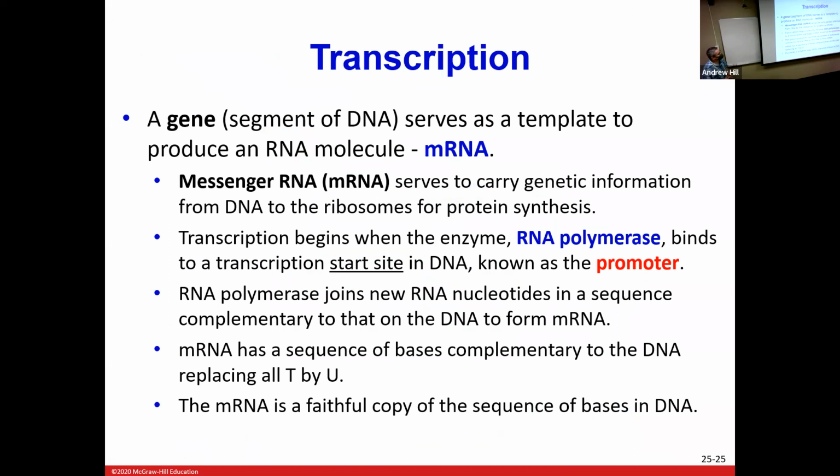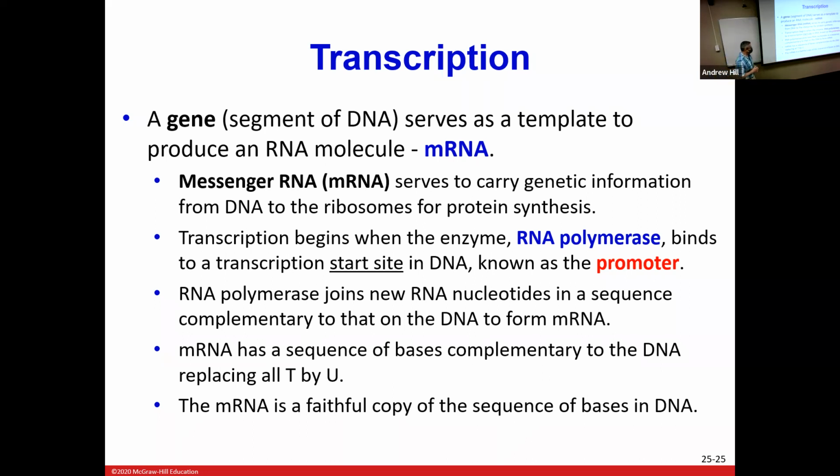All right, so we have a gene, which is a segment of DNA, that serves as a template to produce the messenger RNA molecule. The messenger RNA serves to carry genetic information from DNA to the ribosomes, where we're going to do the protein synthesis. Transcription begins when the enzyme RNA polymerase binds to the transcription start site on the DNA, known as the promoter. There are specific sequences in DNA. Some have very specific functions, right? There are parts of the DNA that code for the actual protein. Then you have other bits that regulate the gene, and there's lots of them. But here's a very important one, which is the start site, referred to as the promoter within a gene. That's a very specific DNA sequence. The RNA polymerase joins new RNA nucleotides in a sequence complementary to the DNA to form messenger RNA. Messenger RNA has a sequence of bases complementary to the DNA, except instead of thymine, we have to have uracil.